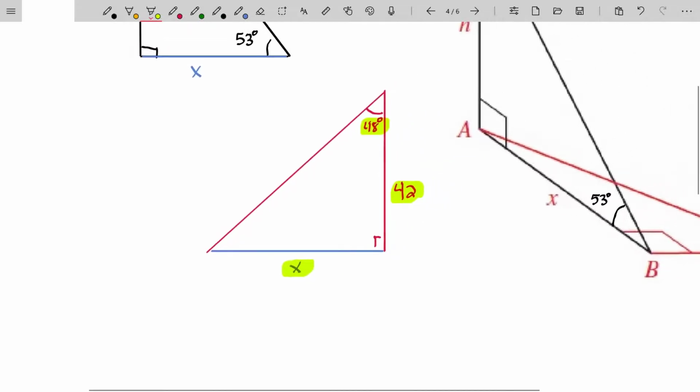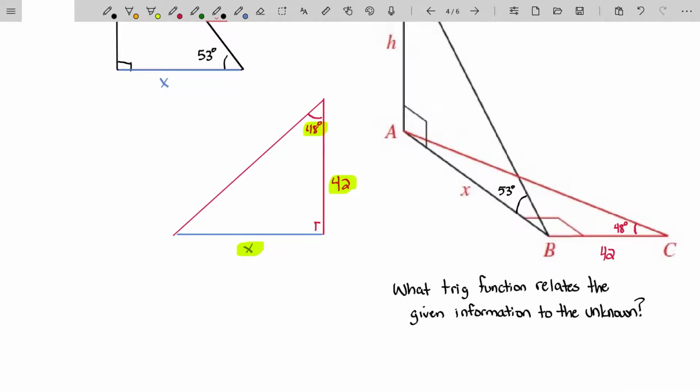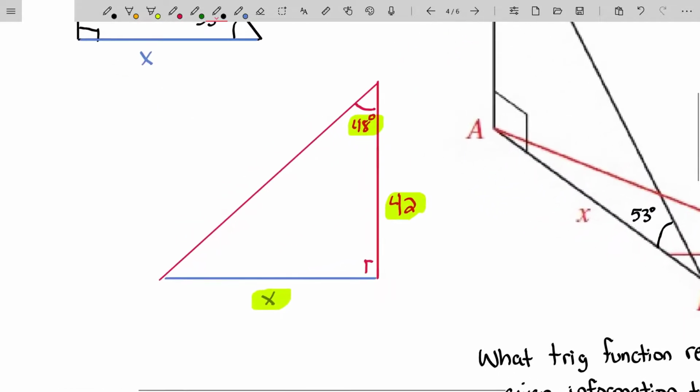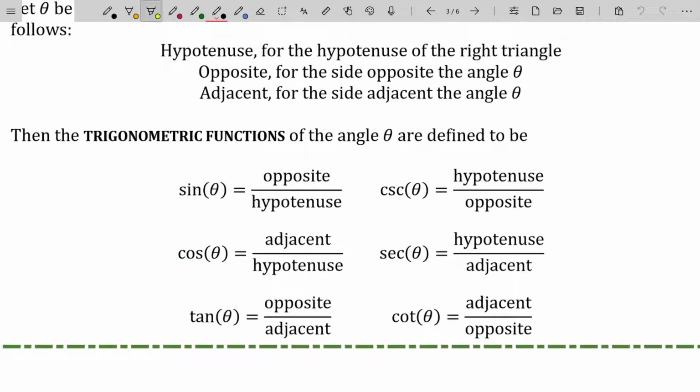And that's a common question from your trigonometry course. So important that I decided to write it down. What trig function relates the given information, 48 degrees and side length 42, to the unknown, the X? We can see that for that 48 degrees, its opposite is X, and its adjacent is 42. And if we look back at our trig functions, opposite and adjacent are associated with the tangent. Yes, they're associated with the cotangent as well, but generally speaking, I like to stick to the first three choices: the sine, the cosine, and the tangent. So the tangent is opposite over adjacent.